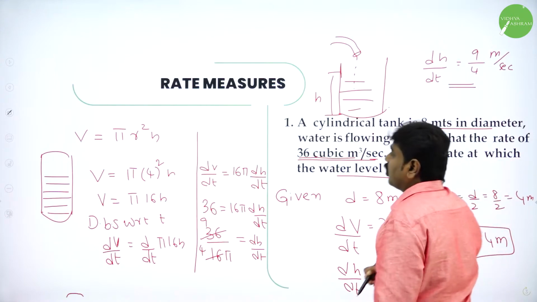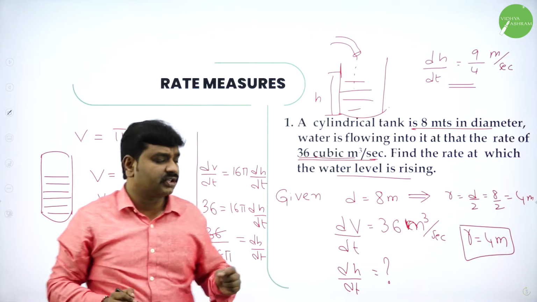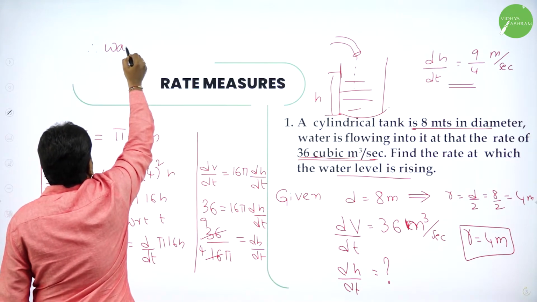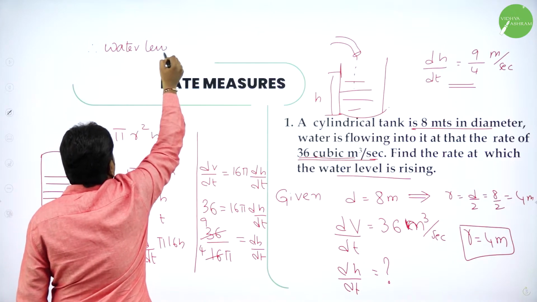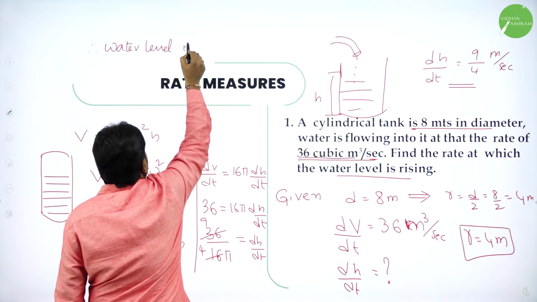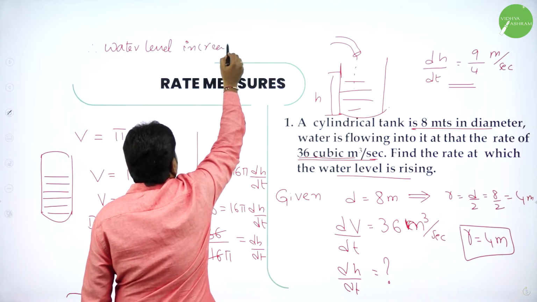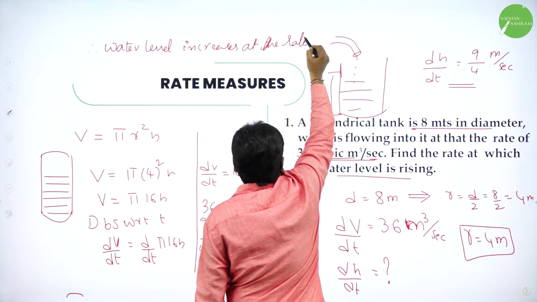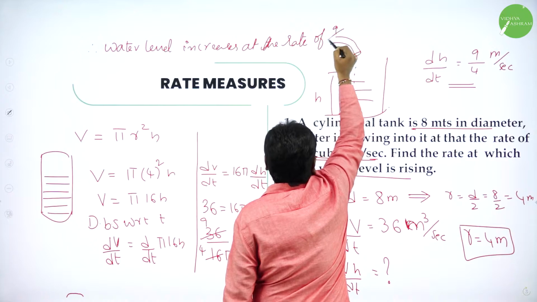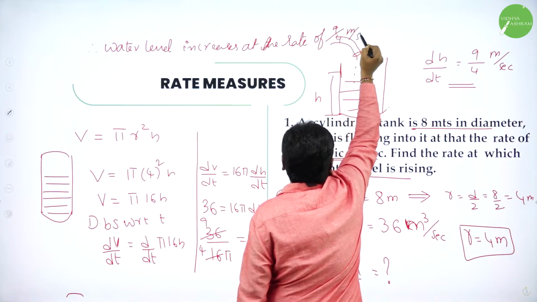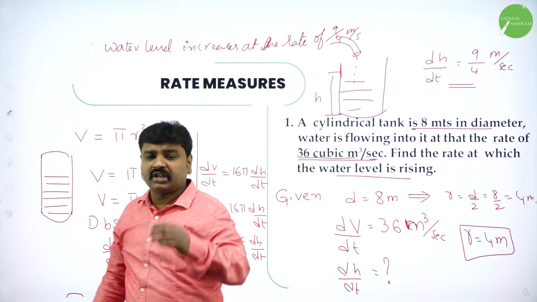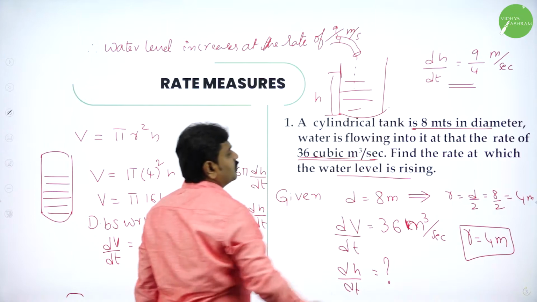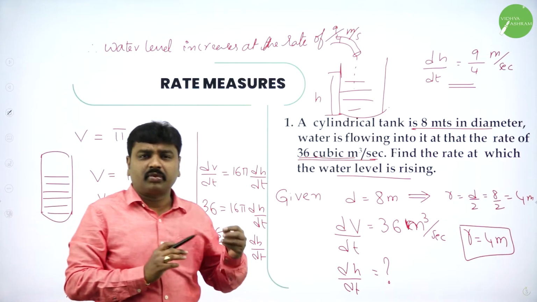So therefore, at what rate does the water level increase is the question. What is the final answer? The conclusion is simple. Water level increases, because we got a positive value, at the rate of, what is the rate we got? 9 by 4 meter per second. 9 by 4 meters per what? Second. It means the level increases by 9 by 4 meters every 1 second. So we got the answer here. This is the answer. So they are talking in this problem about a cylinder.